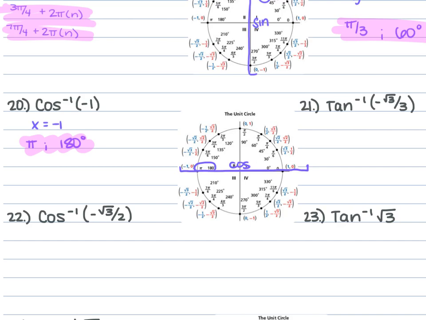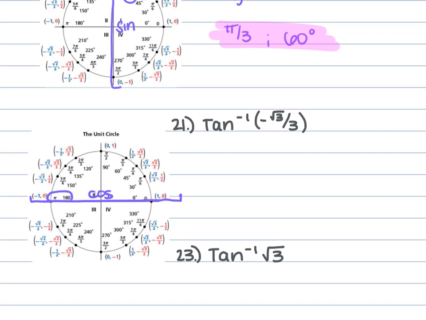For 21, we have tangent to the negative 1 of negative square root 3 over 3. So where is y over x the negative square root 3 over 3? If that's the case, we're working with the square root of 3 over 2 and 1/2. One of these has to be negative. If you're only working with the first and fourth quadrant here, you're going to have to see which one is negative because of the fourth quadrant. Now, that tells you that your answer is going to come from the fourth quadrant. However, you don't know if it is the 5 pi over 3 or the 11 pi over 6. So work with these and see which one works best.